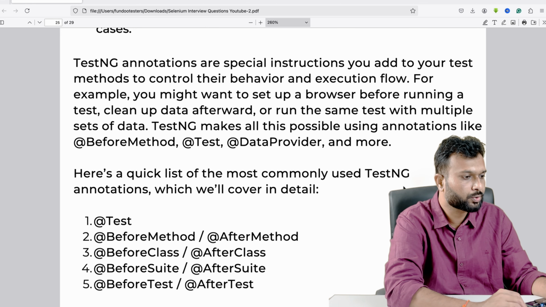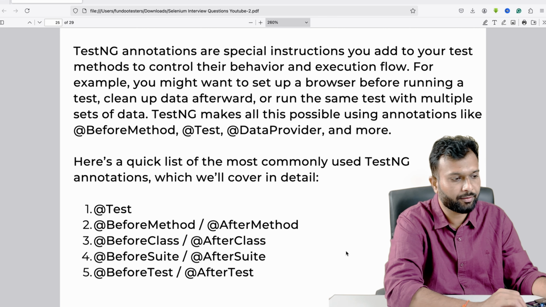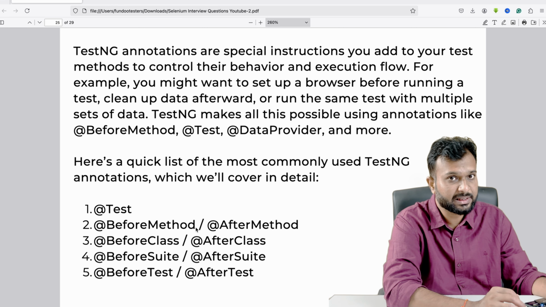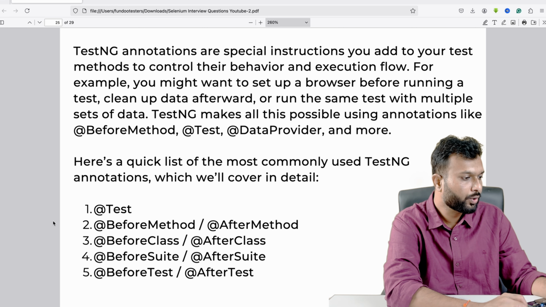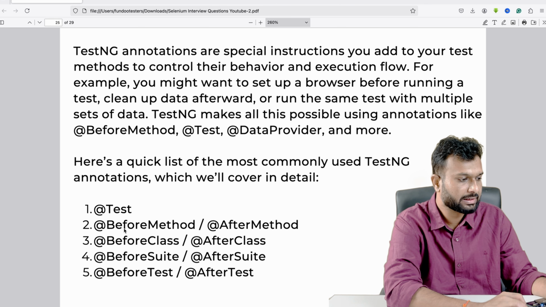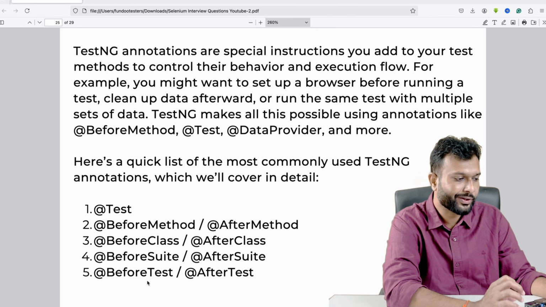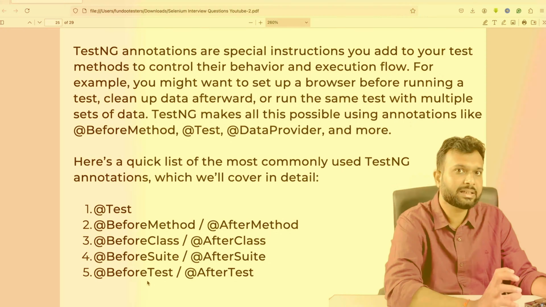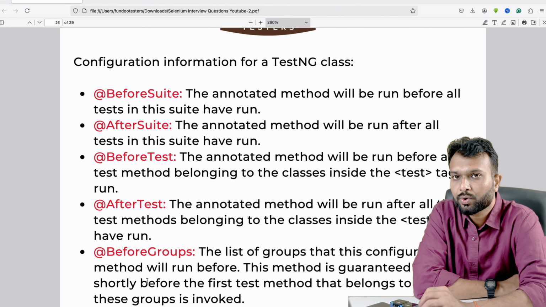So basically in TestNG we have different types of annotations. Specifically for the test we have the Test annotation, like Test, BeforeMethod, BeforeClass, AfterClass, BeforeSuite, AfterSuite, BeforeTest and AfterTest. These are the basic annotations. So now what is the key use of these annotations?